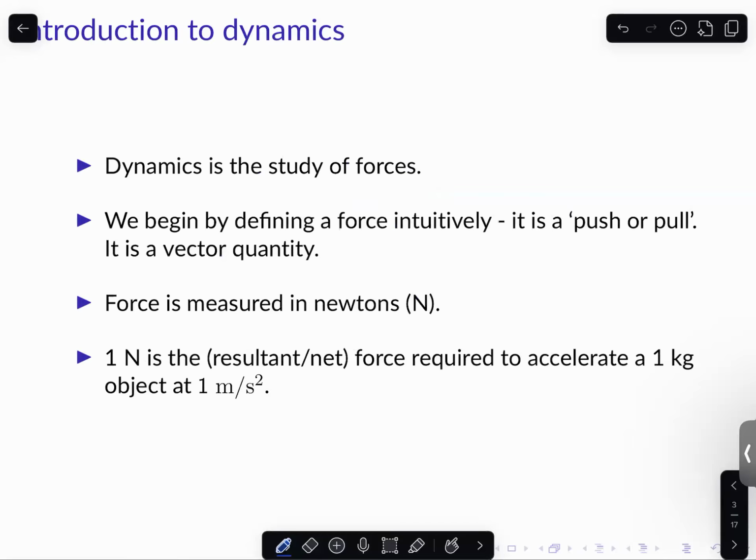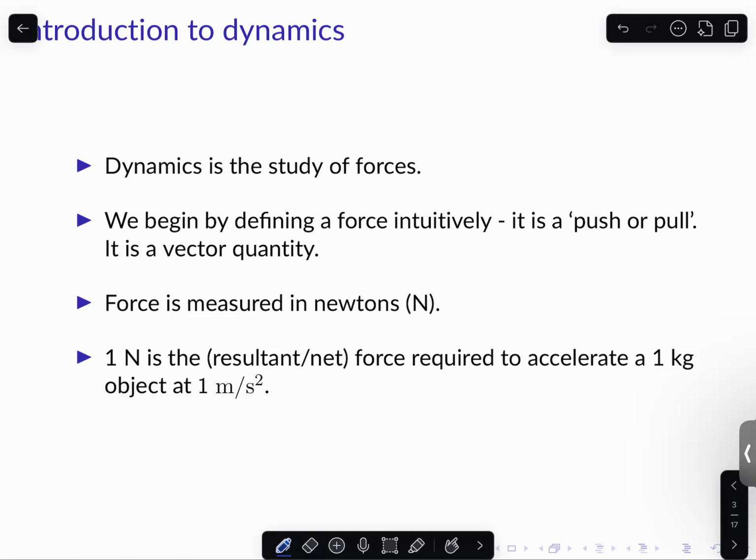Dynamics is the study of forces, and I start by intuitively, very straightforwardly defining a force as a push or a pull. It makes a very big difference if I push something to the right than if I push it to the left. So forces are vector quantities. In particular, we're going to link force with acceleration in Newton's second law. It maybe shouldn't be a big surprise that if I push something to the right, it accelerates to the right. If I push it to the left, it probably accelerates to the left. And so the direction of force can be positive or negative. That's very important. Negative forces and positive forces, the sign matters.